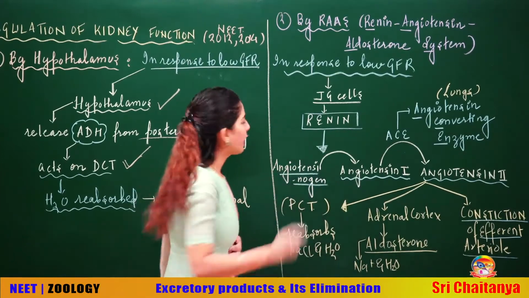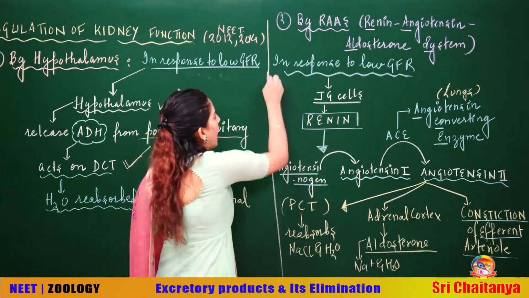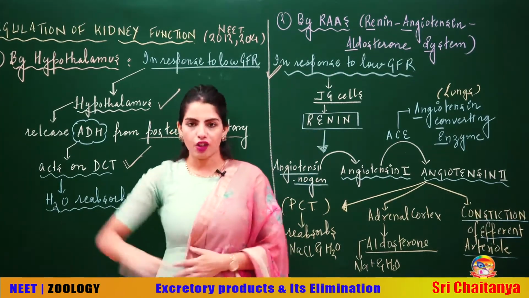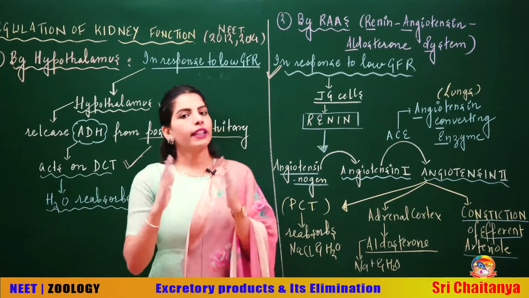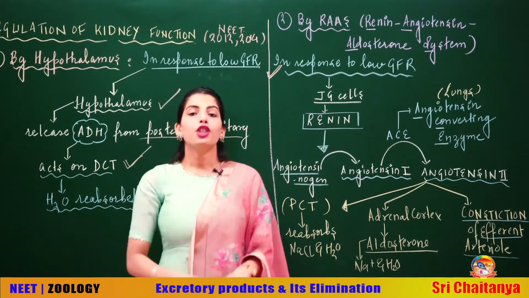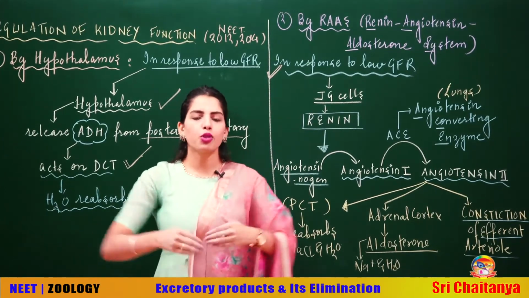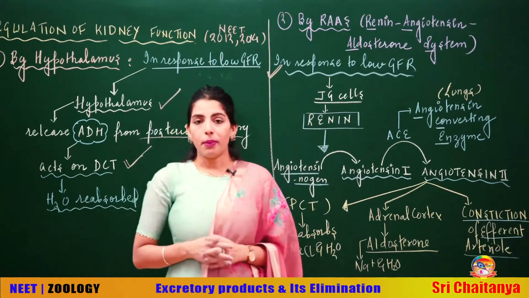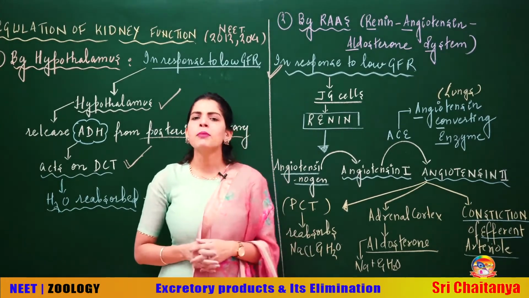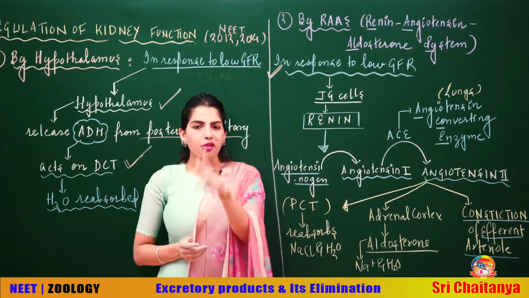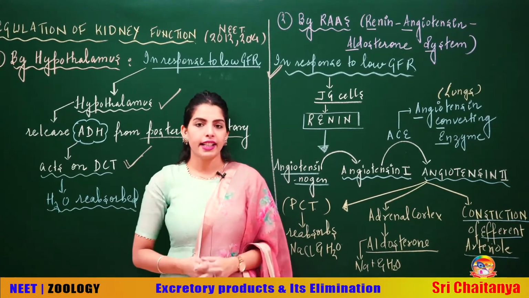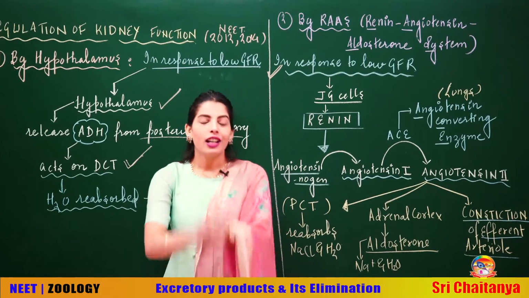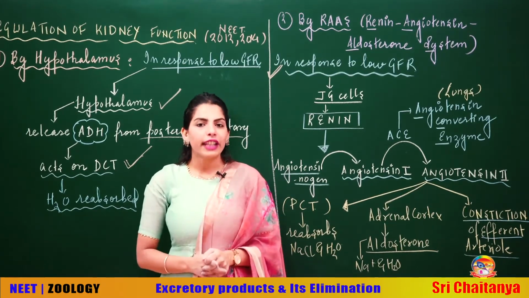Now again, students, very important, I told you to remember that it is operating in response to low GFR, just like the hypothalamus. So when the GFR is low, that means you need to do all the mechanisms to reabsorb more and more water. Correct? Now what is happening here? Where is this renin produced from? I told you that the JG cells of the afferent arteriole are responsible for the production of renin.